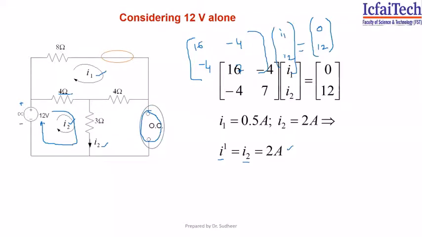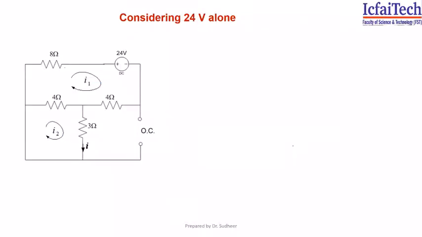Now second case is, consider only 24 volts. When you consider only 24 volts, 12 volts is replaced with short circuit. Current source is replaced with open circuit. Still no current will flow through this mesh because of the open circuit. So you can directly write down the equations. It is a 2 by 2 matrix.